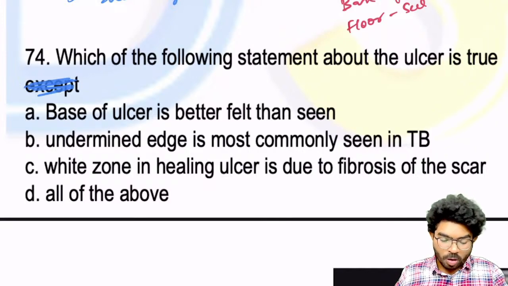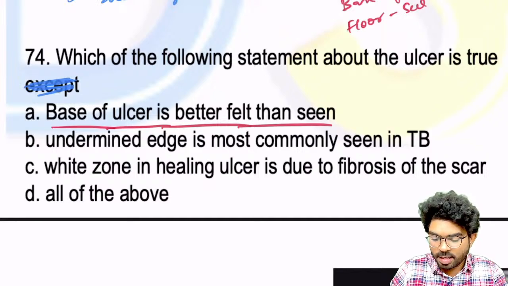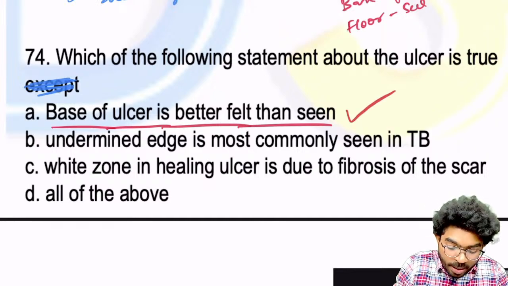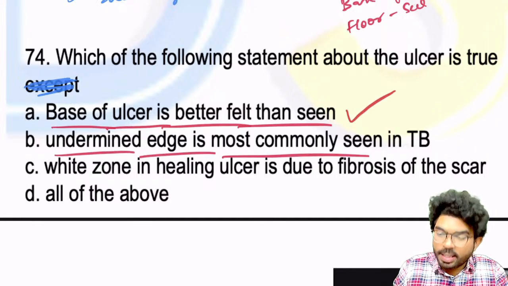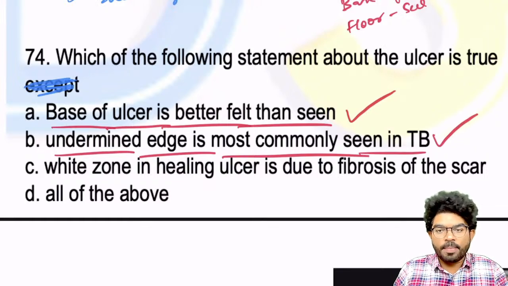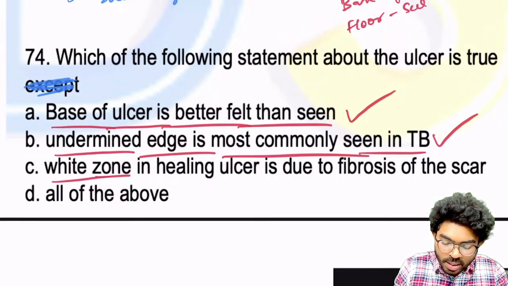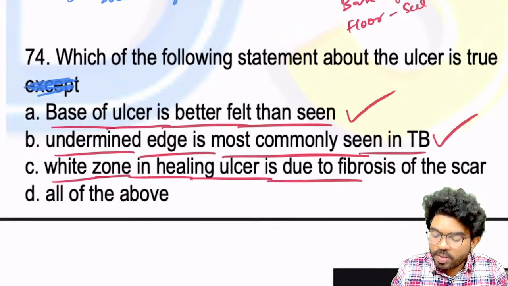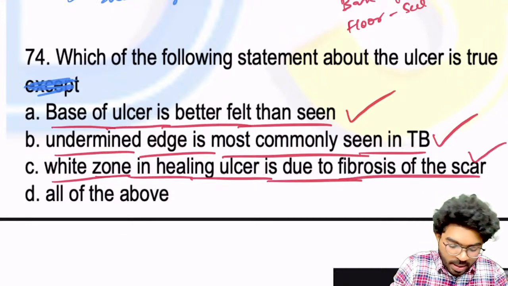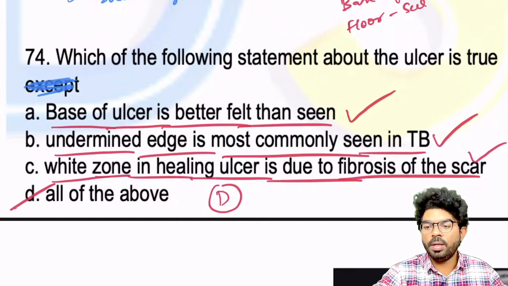So option A is, base of an ulcer is better felt than seen. Yes, absolutely right. Undermined edge is most commonly seen in the TB ulcer. Of course, we have discussed this. And sometimes in the healing ulcer, we can see a white zone. The white zone in the healing ulcer is due to fibrosis of the scar. Yes, it is right. The answer is D.